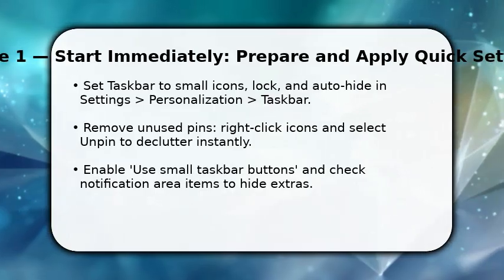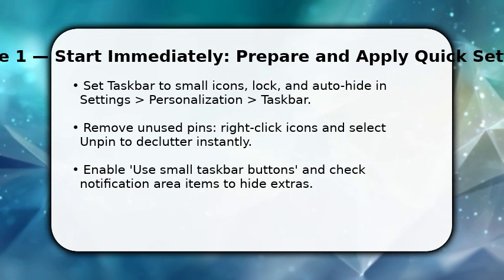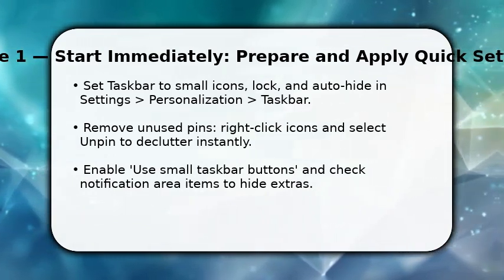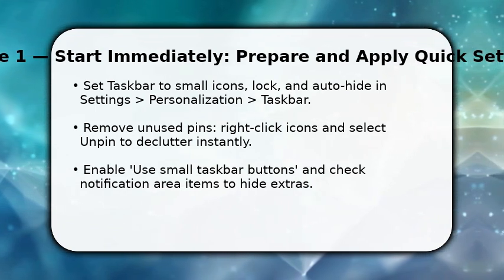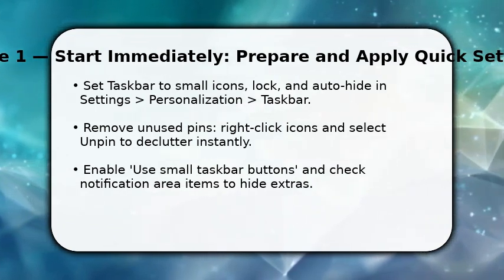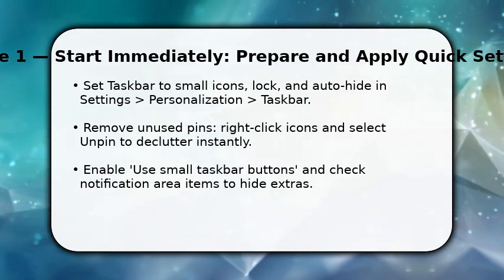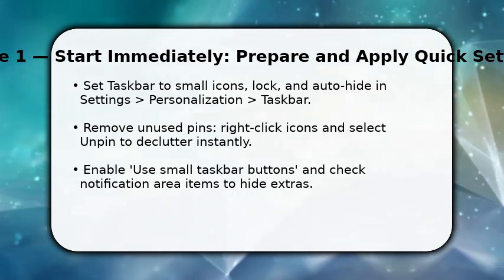You start by making decisive, low-risk changes that pay off fast. Open Settings, go to Personalization, then Taskbar. Enable Use small taskbar buttons and auto-hide to free vertical space. Next, lock the taskbar so accidental moves stop. Then right-click and unpin items you no longer use.